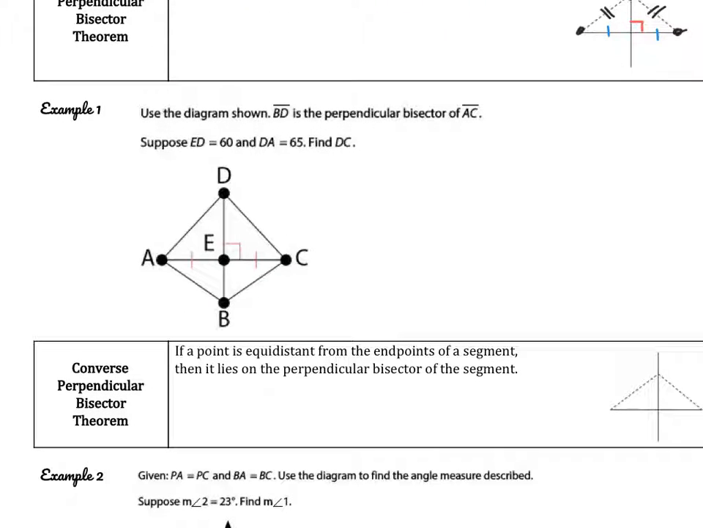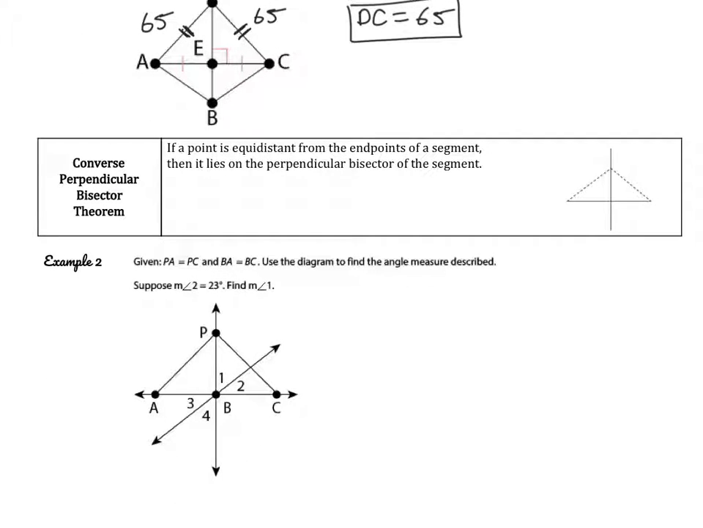So this first example says, use the diagram shown. BD is perpendicular to AC, so we see this, and it's a bisector, so we see these two congruent parts. Suppose ED is 60 and DA is 65, find DC. Well, the fact that they told us it's a perpendicular bisector means that this segment is congruent to this segment, and they told us that this is 65, so DC must also be 65. They actually told us more information than we needed for this problem.